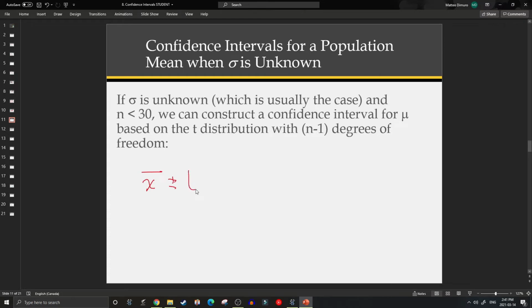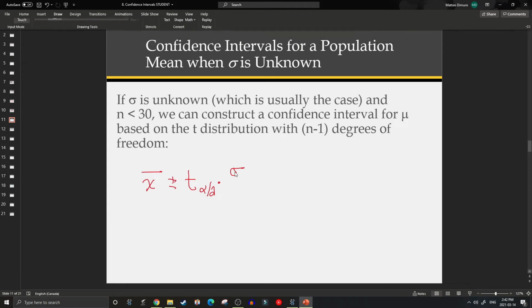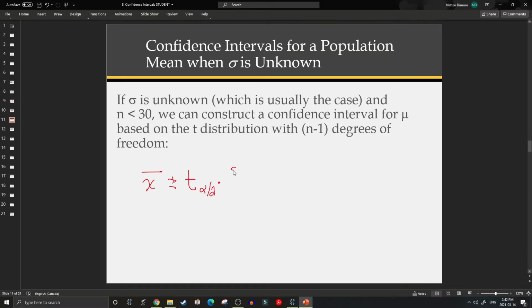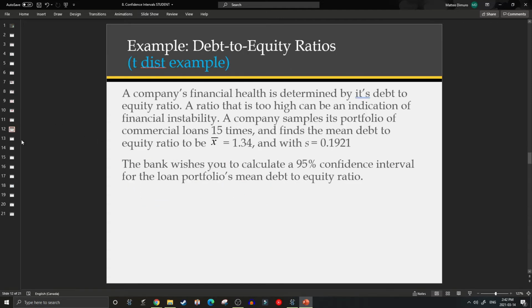So it's exactly the same formula, really. It's x bar plus or minus, but did you guess it? It's going to be t alpha divided by 2 times, not sigma. We don't know sigma. We're going to be using s, because we'll be using the sample standard deviation, s divided by square root n. So there's your confidence interval. Don't forget it is degrees of freedom n minus 1, which seems to be par for the course. So let's take a look at this question.